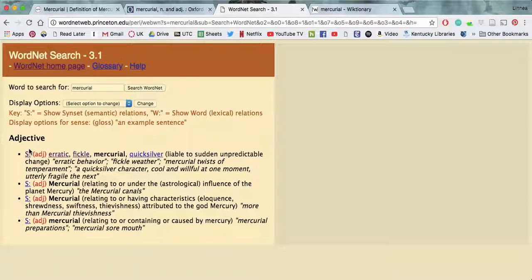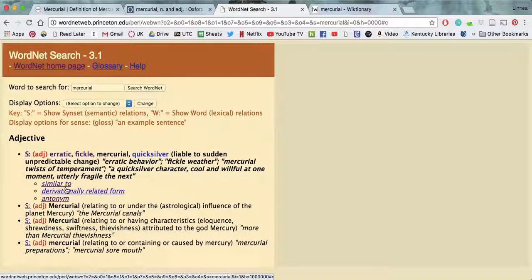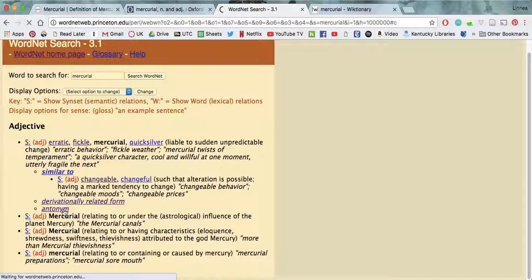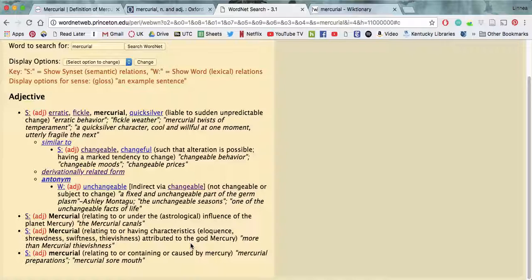main focus here is on the relations. You can see up here we can click on different letters to show different kinds of relations. If we click on the S, we get synset or semantic relations. And we can see related words, similar to, antonym. So this places the word into a network of words, fitting the words together to show how the language works.